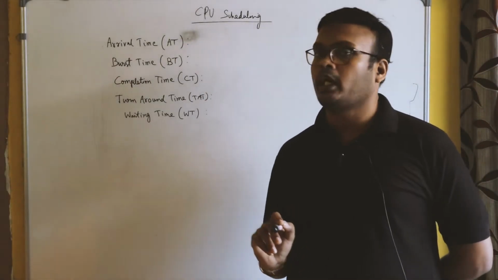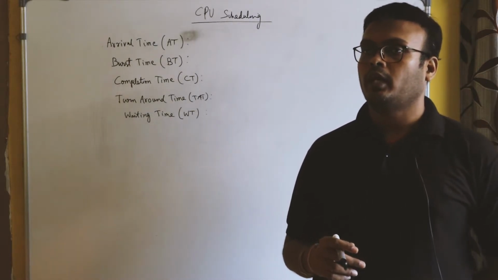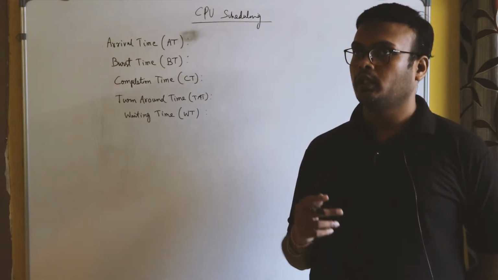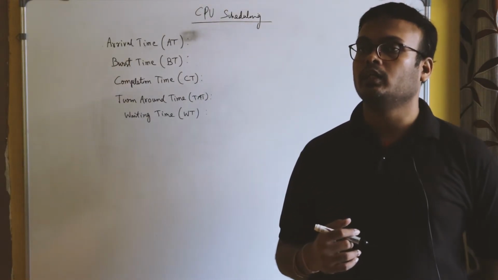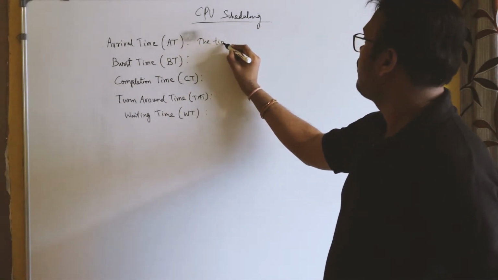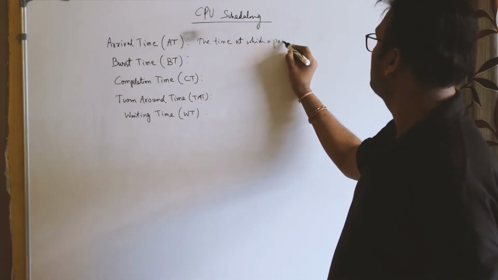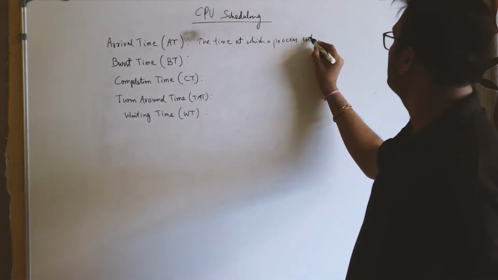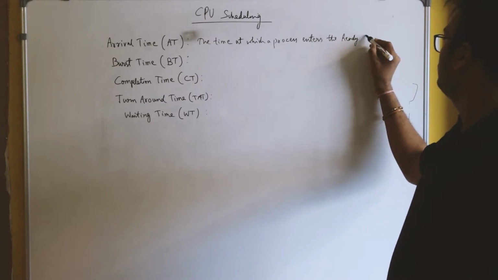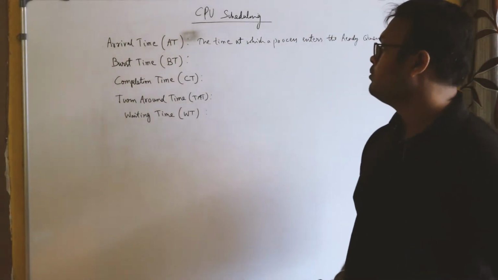So the first one is arrival time. What is arrival time? Arrival time means the time at which a process moves to the ready queue. The time at which a process enters the ready queue. Okay. So let me write here: the time at which a process enters the ready queue. That is arrival time.